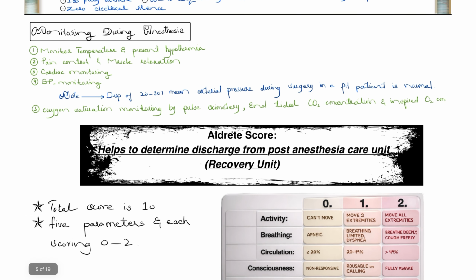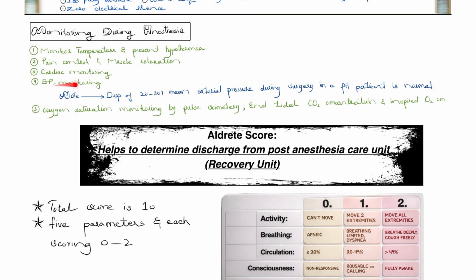So, monitoring of the patient undergoing surgery during the anesthesia. Monitor temperature and prevent hypothermia. Second thing that you have to do is pain control and muscle relaxation. How do you know that the patient is feeling pain? The vitals will increase, the heart rate and blood pressure. And how will you know that the patient is gaining back his muscle strength? That is from the peak expiratory pressure of the ventilator. When it is rising, it means that the patient is gaining control of his diaphragm for spontaneous breathing.